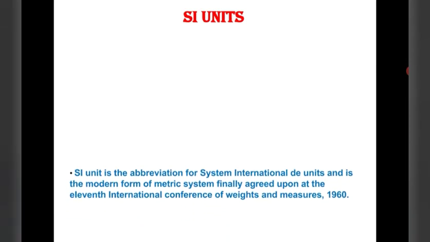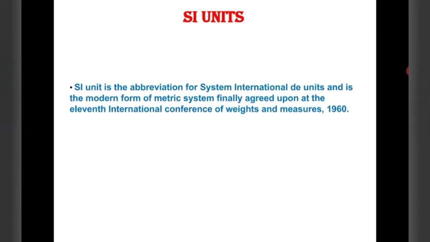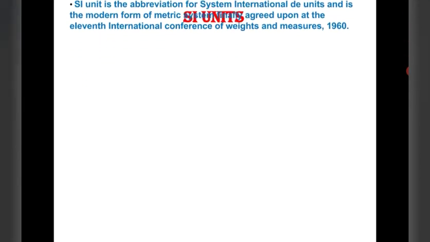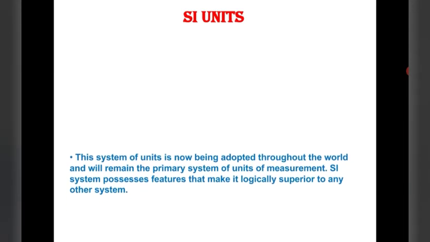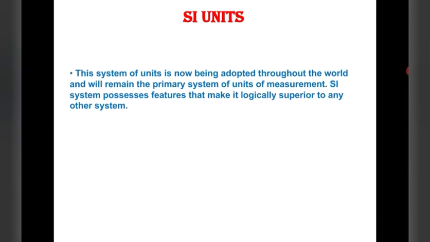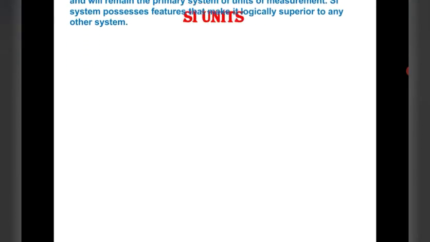Next, SI units. SI unit is the abbreviation for Système International d'Unités and is the modern form of the metric system finally agreed upon at the 11th conference of weights and measures. This can come in 1 mark, guys. It was approved at the 11th international conference on weights and measures in 1960. This system of units is now being adopted throughout the world and will remain the primary system of units.